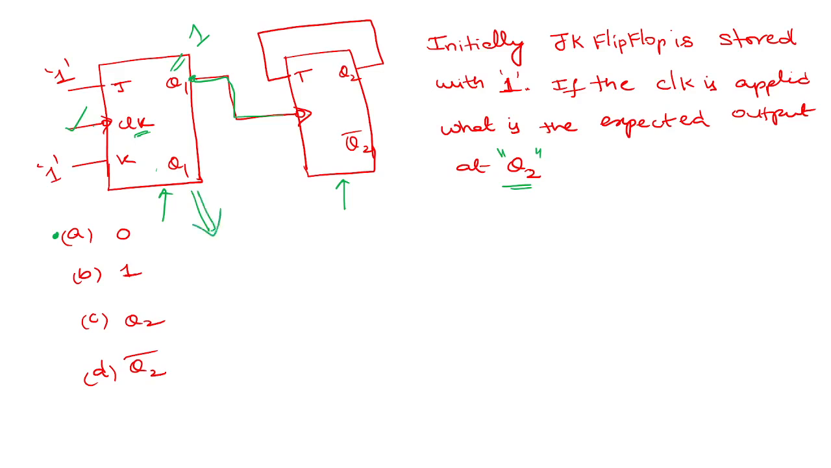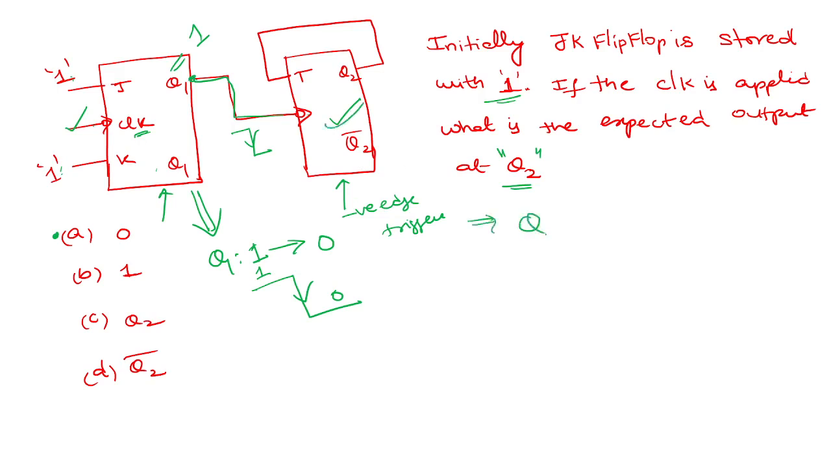So for this flip-flop, J equal to 1, K equal to 1. What does J equal to 1, K equal to 1 mean? Your Q1 will be complemented, right? Initially, what are they saying? It is already stored with 1. So once it gets complemented, output 1 becomes 0. It's a negative edge, and this flip-flop is also a negative edge, right? So the negative edge is coming. If the negative edge is coming, this will be enabled. If something else had come, it would be disabled.